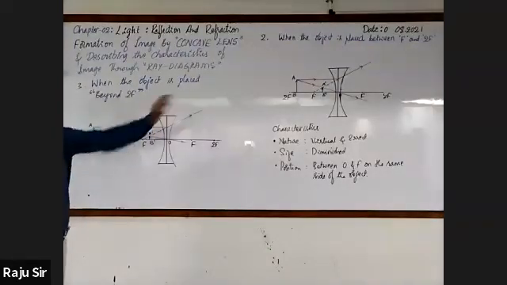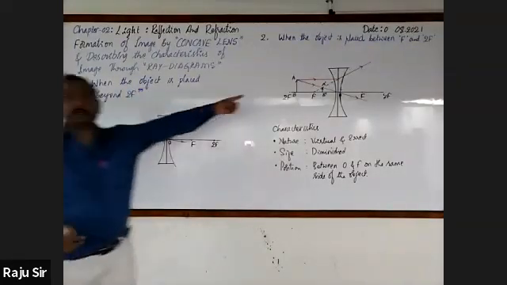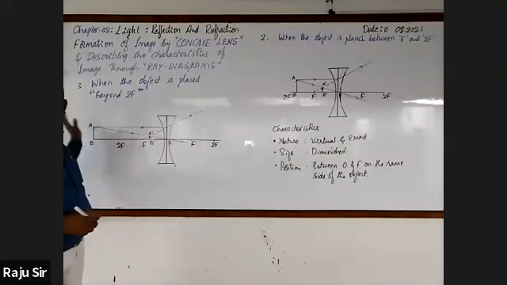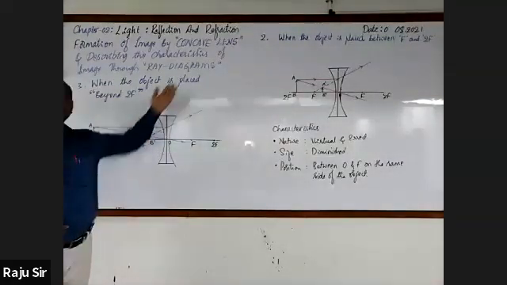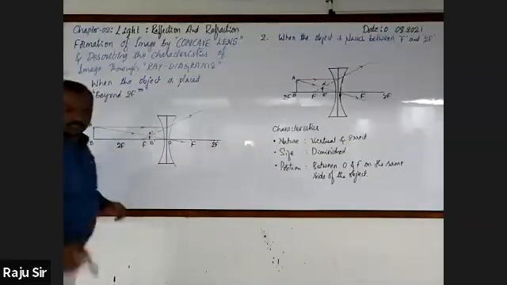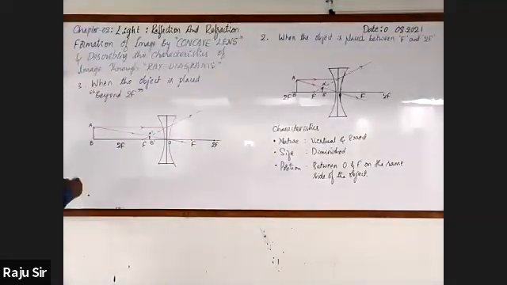Diminished. Just write diminished. Compared with previously, it is again decreasing. As the object moves away from the lens, the size will go on decreasing. So let us write the characteristics.